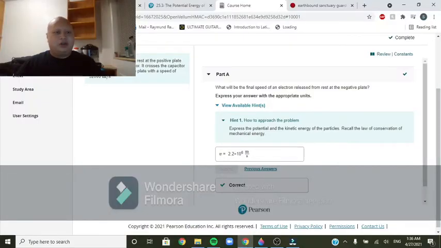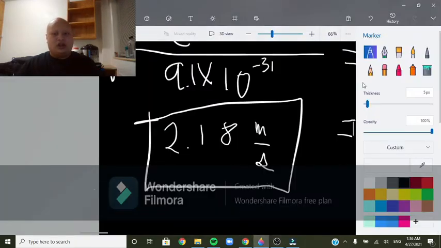Anyways, college is a scam, and the problem is in the description, and so are the givens, even though there's only one given. So we are looking for the final speed of an electron released from rest at the negative plate.